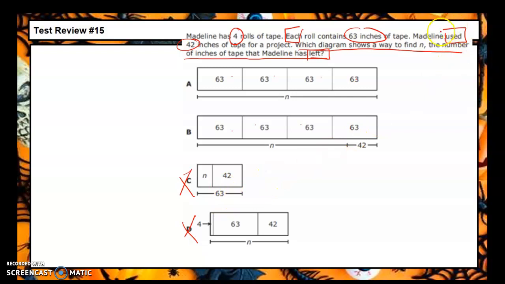Then it says she used 42 inches, which means you're taking away that amount. You're subtracting that amount. So A doesn't even have the 42 on there. So when I look at B, remember when it's on an opposite line, that means subtraction. And N would tell me how much she has left out of this total. So B is the correct picture.